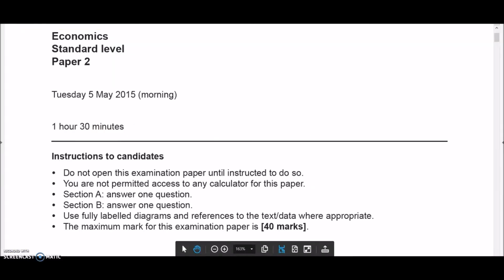When you begin the test, you'll be looking at something exactly like this. This is the standard level test from May 2015. And you see in this information here, and you can pause it and read it if you need to, basically they say the exact same thing I just told you. One thing I do want to highlight is here. The use of fully labeled diagrams is required whenever appropriate. Now, some of the questions are going to ask you to make a diagram. But even if it doesn't ask you to make a diagram, you ought to seriously consider doing so when it's going to help you with your explanation.